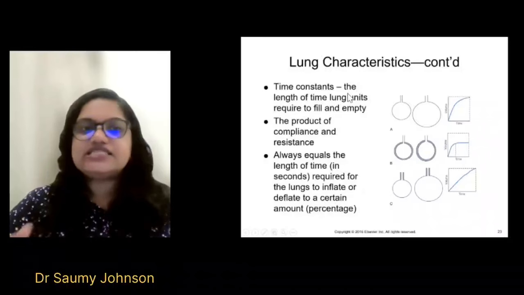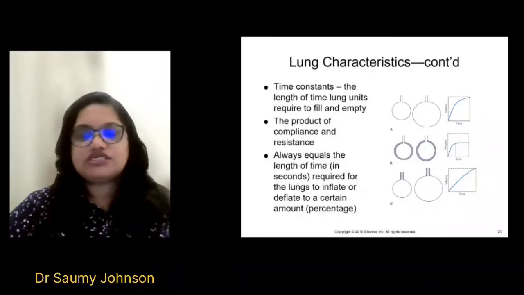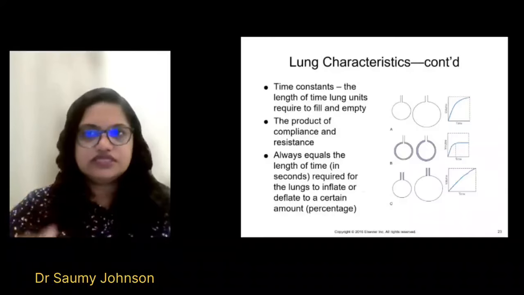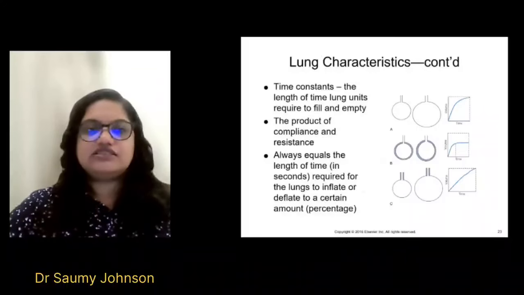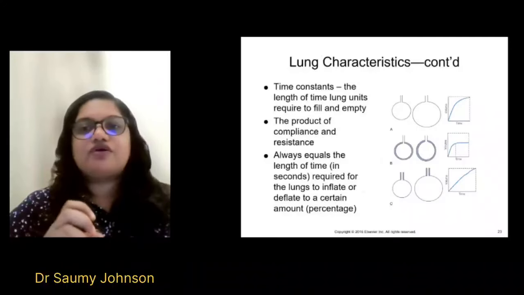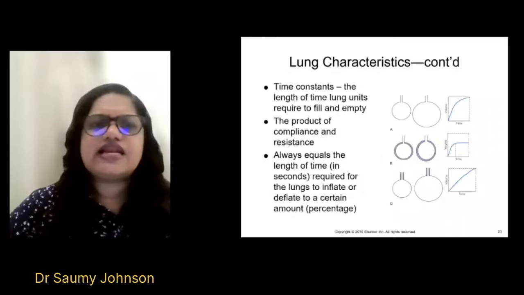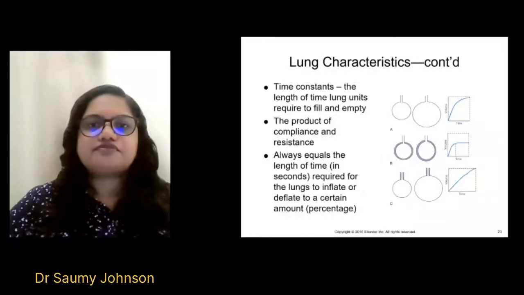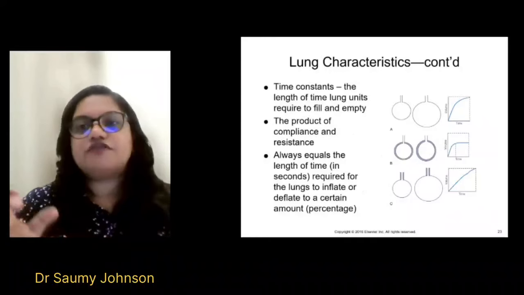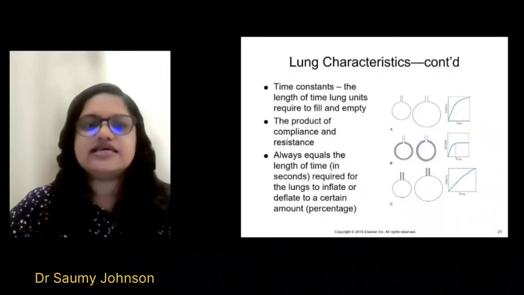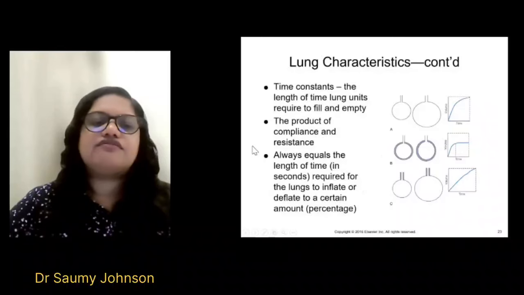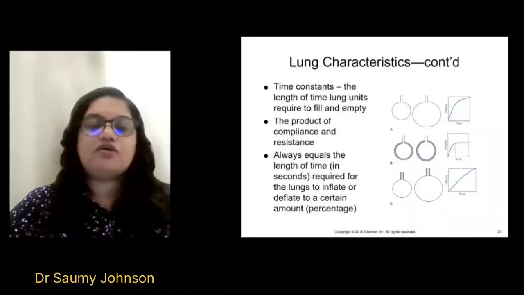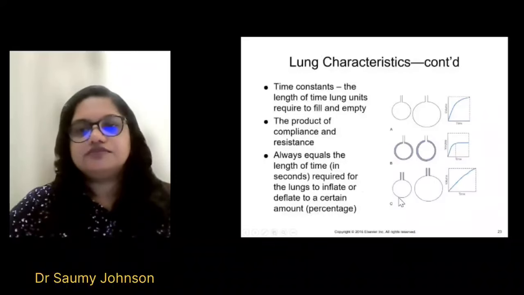Now, the next lung characteristic is time constant. So now we discussed compliance, elastance, and resistance. The fourth one we can say is time constant. So what is a time constant? A time constant is the length of time the lung units require to fill and empty. And this is a product of compliance multiplied by the resistance, and it equals the length of time in seconds required for the lung to inflate or deflate to a certain percentage.